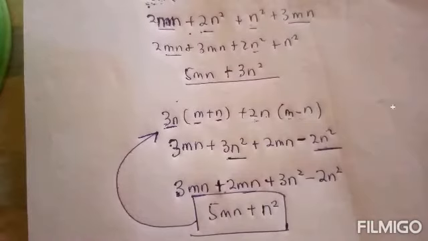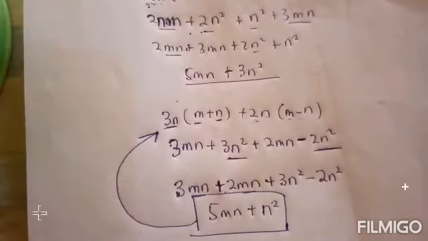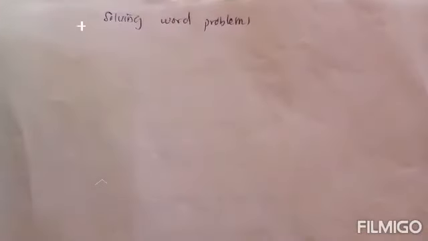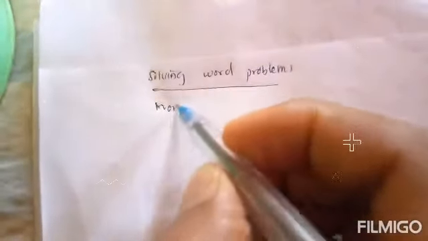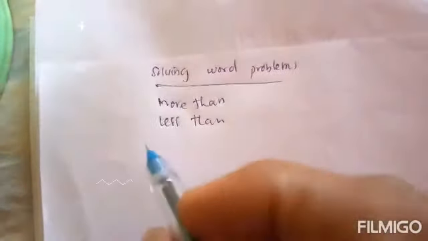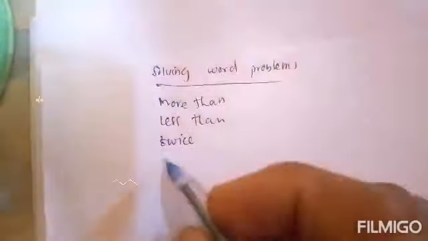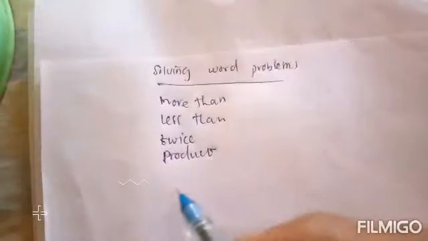Okay, let's go on to solve a few word problems, and then that will bring us to the end of our lesson. Now what we are going to do next is solving word problems. We have to learn some of the terms they normally use when they ask questions involving word problems on algebraic expressions. So sometimes they use these words: more than, less than, twice, thrice, and then triple or quadruple. They can say product. They can say sum.